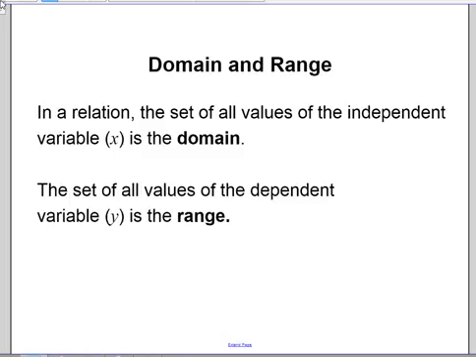In Chapter 3, Section 5, we're looking at domain and range. In a relation, the set of all the values of the independent variable, the x, is the domain. The set of all the values of the dependent variable, y, is the range. The domain describes your input, your x values. The range describes your output, your y values.